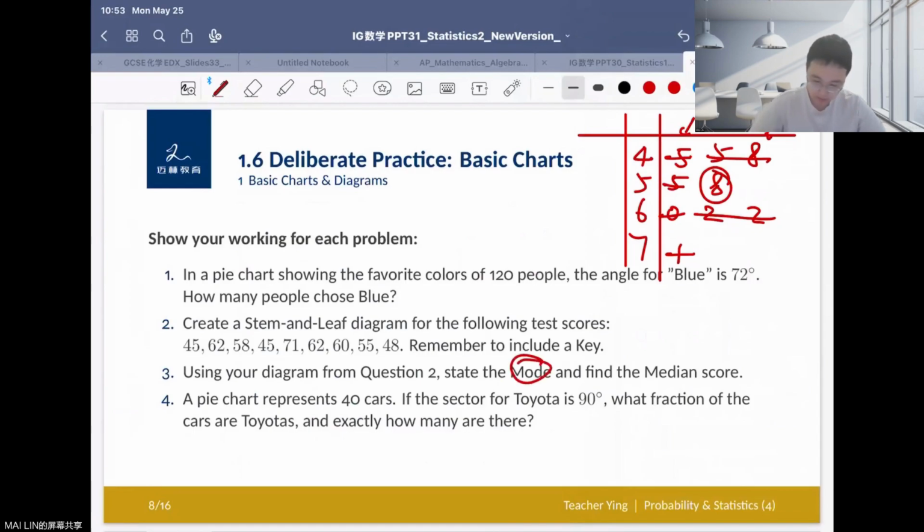Okay. And also we want to find the mode. So mode means the number that appears most often, right? So here the modes are 45 and 62, right? We have two modes right here because 45 and 62 are each represented 2 times, right?